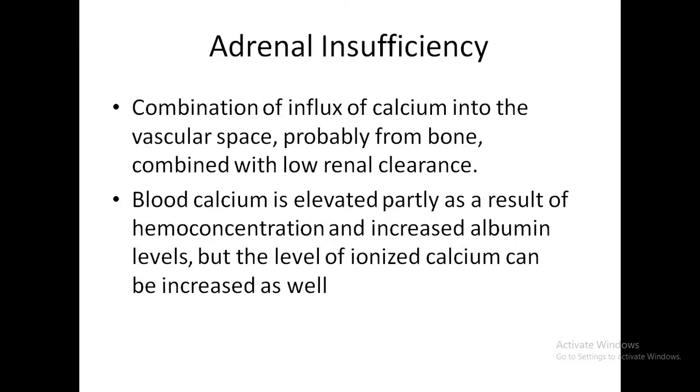In adrenal insufficiency, there's a combination of influx of calcium into the vascular space. It could be coming probably from the bone, and also there is a low renal clearance. And hence blood calcium is elevated partly as a result of hemoconcentration and increased albumin levels as well, but the level of ionized calcium can also be increased.